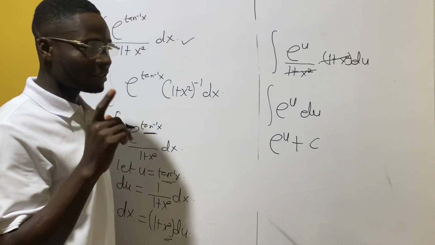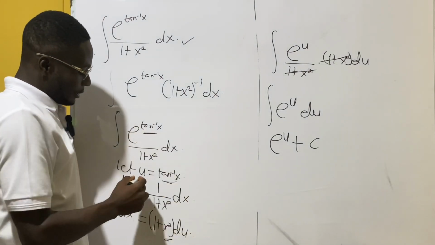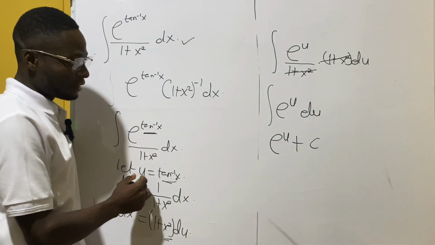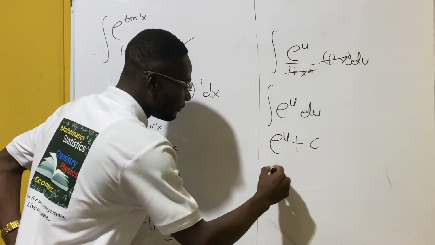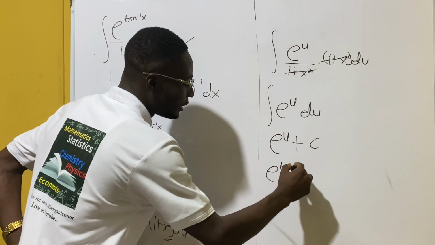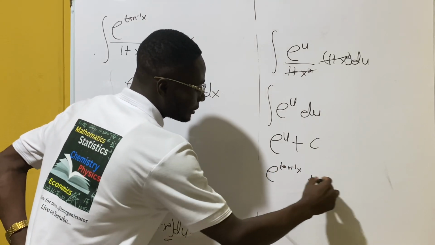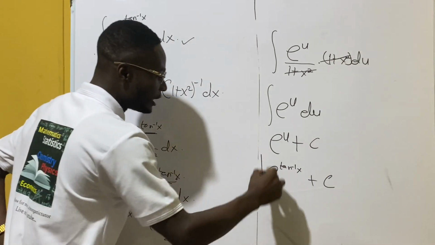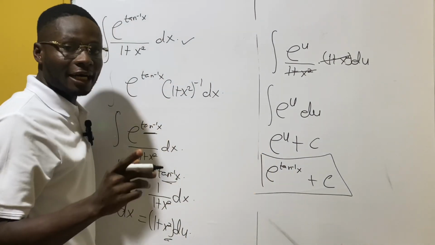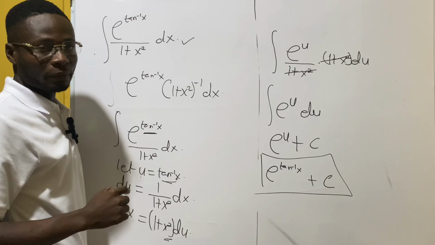But don't forget that u was tan inverse of x. So finally, you're going to have e power tan inverse of x plus a constant of integration. So this becomes the final answer to this particular problem.